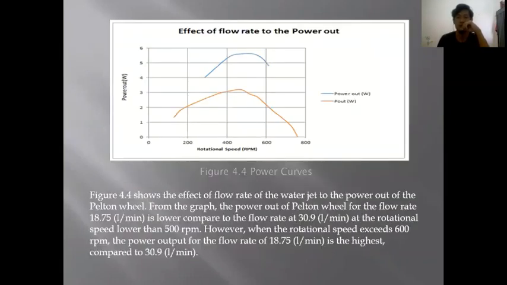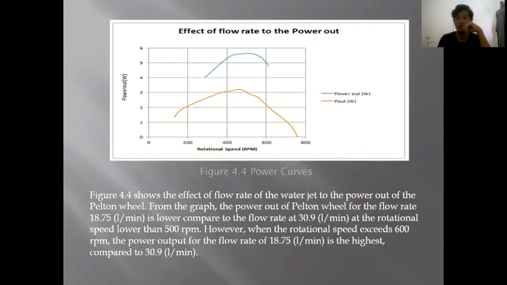And second is the effect of flow rate on the power out. This is figure 4.4. It's about the power curve. This shows the effect of the flow rate of the water jet on the power out of the Pelton wheel.